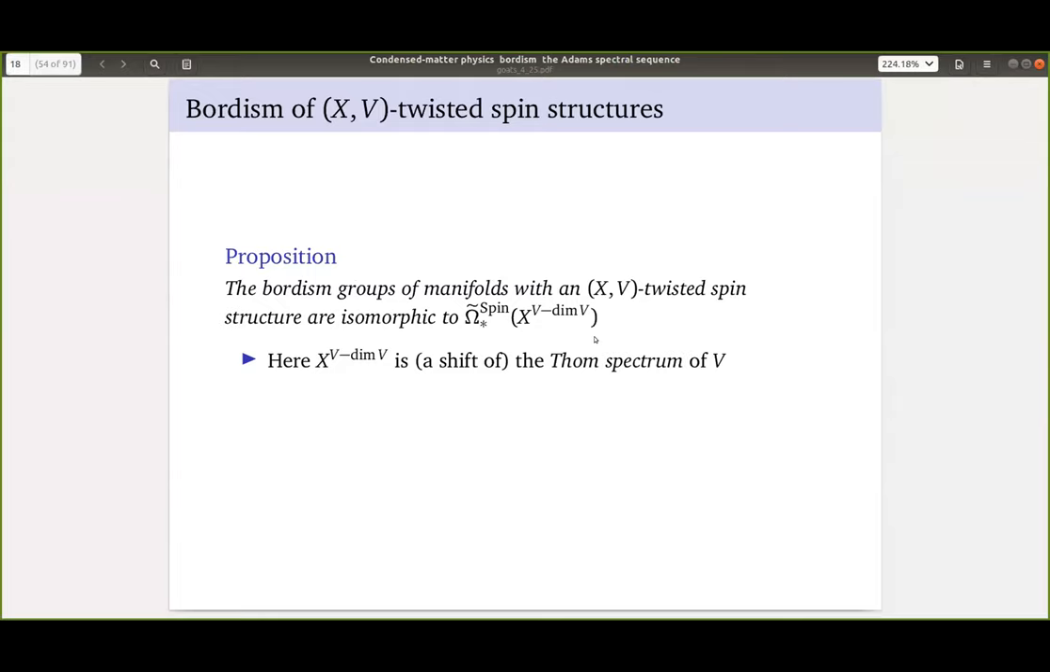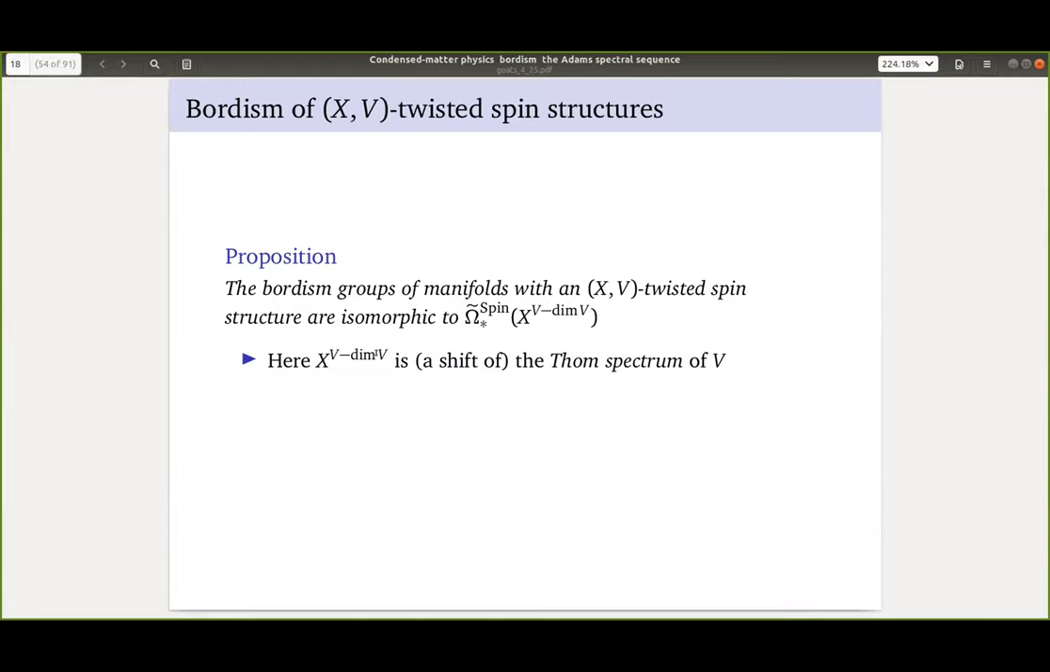So going from twisted spin structures to the assumption that it's spin Bordism of something is that the Bordism groups of manifolds with this structure is the spin Bordism of something. And that something is, well, XV is called the Tom spectrum of V. And then the minus dim V is saying, well, let's shift that in, so that its cohomology groups are in the correct degrees.